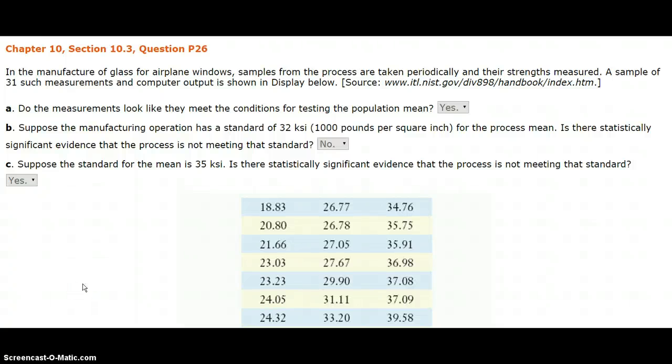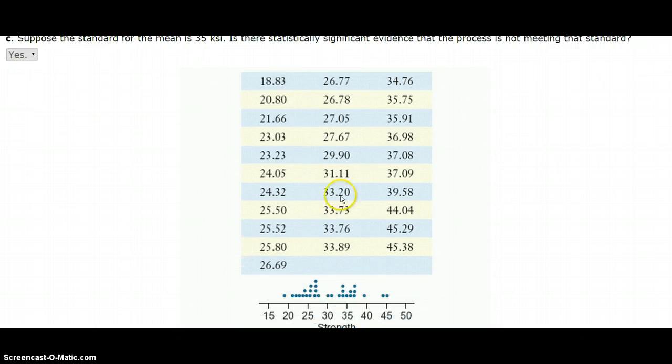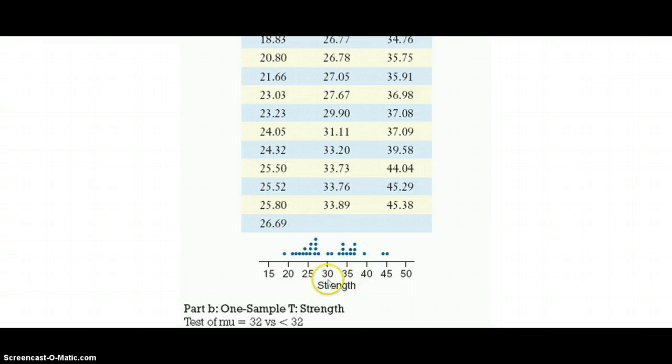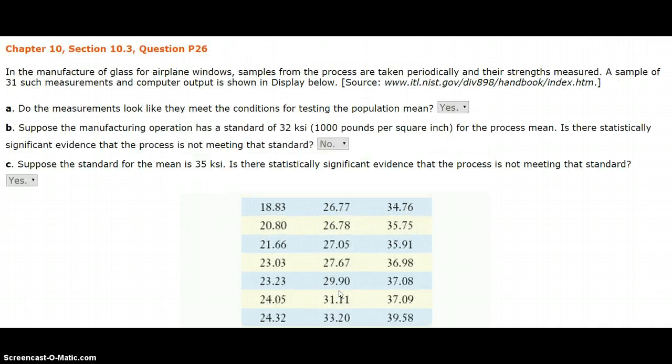Section 10.3, question P26, manufacturing glass for the airplane windows and looking at their strength. So we have a sample of 31 measurements shown right here and plotted down here. These numbers are measurements of their strength, as we can see here on the label of that axis right there.